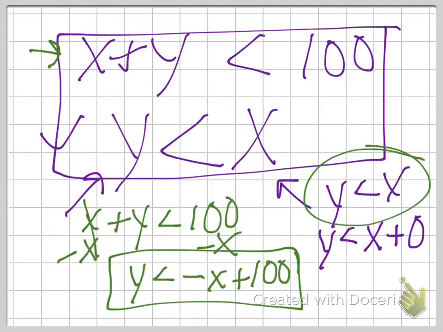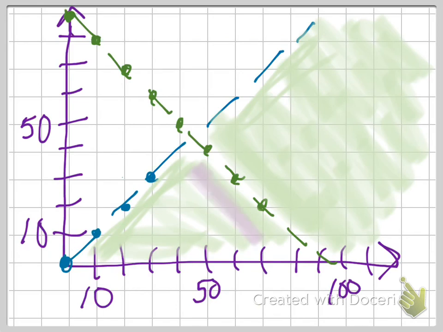On the next line, we have y is less than -x plus 100. So where are we going to shade there? Underneath again. Okay, so there we go.